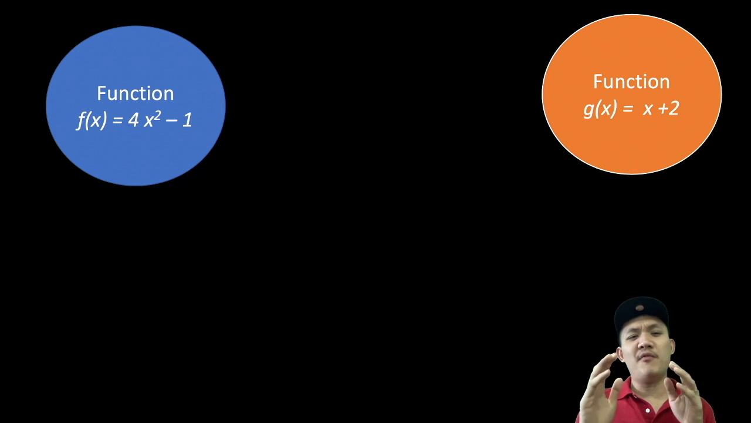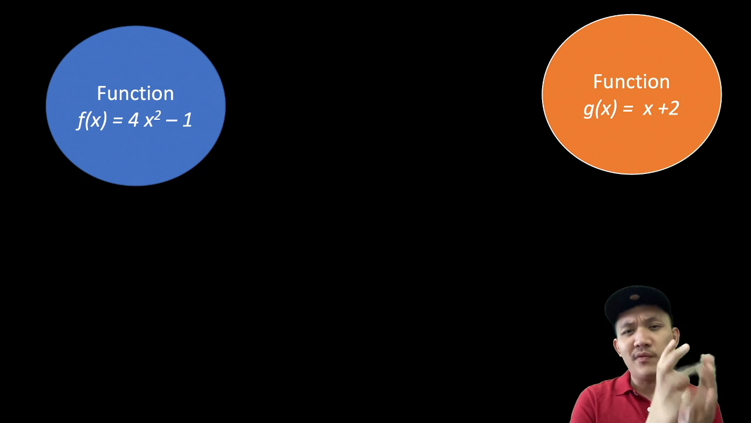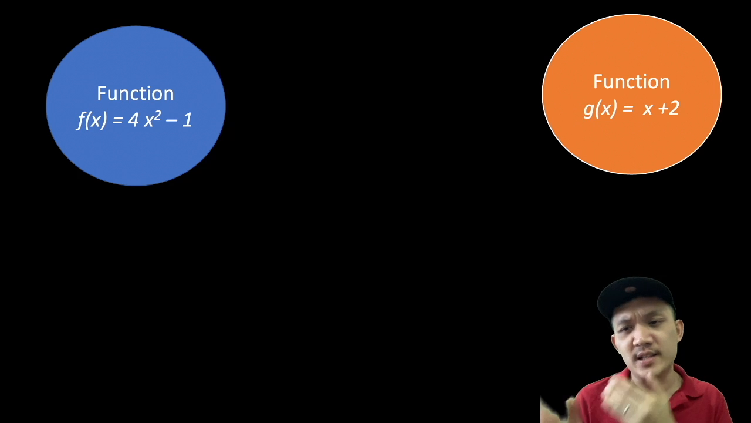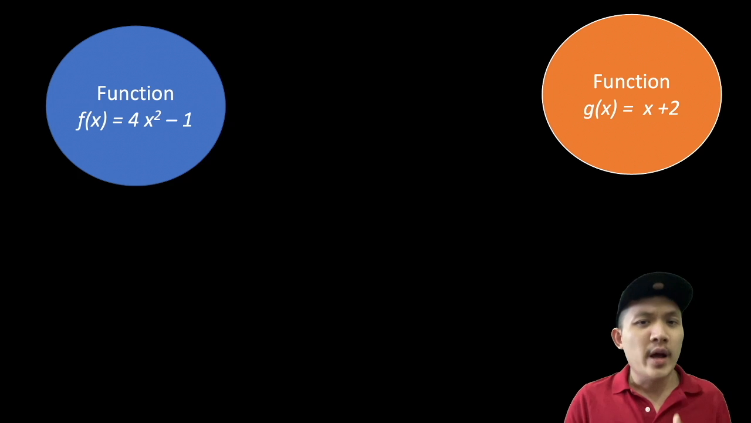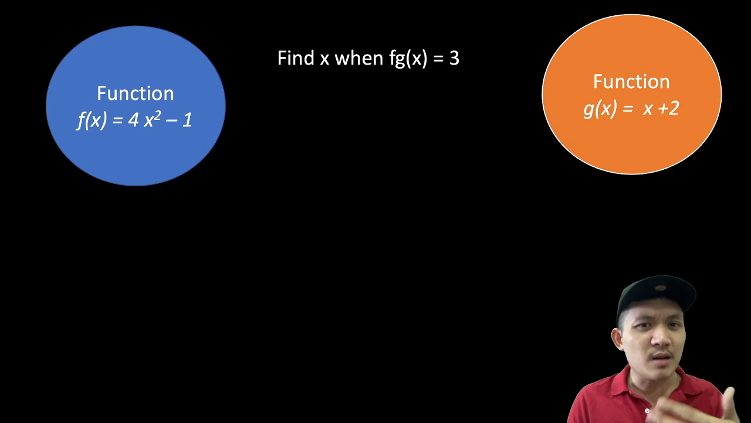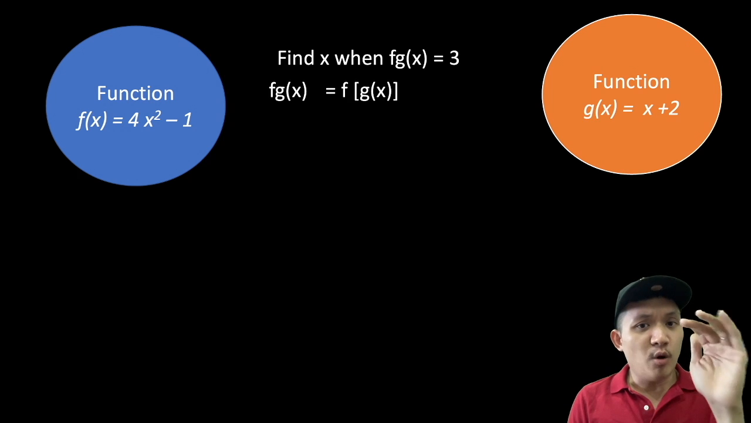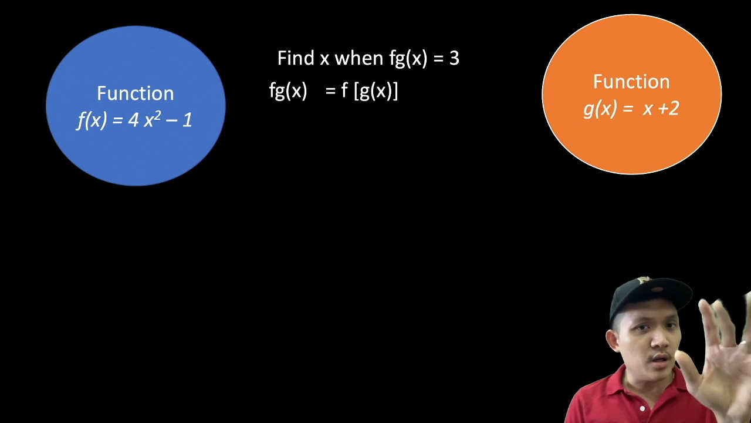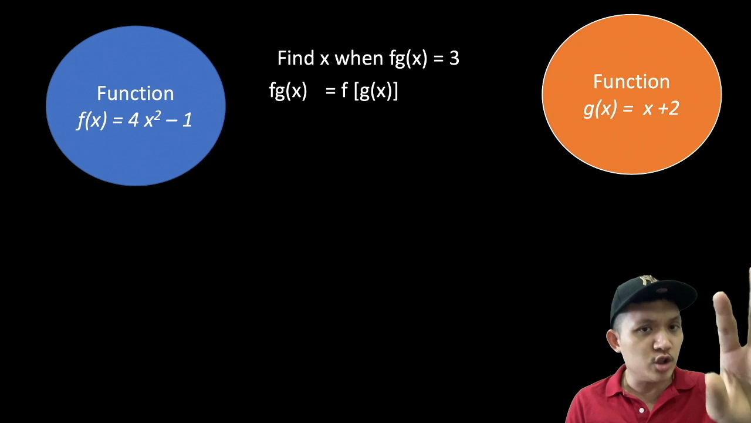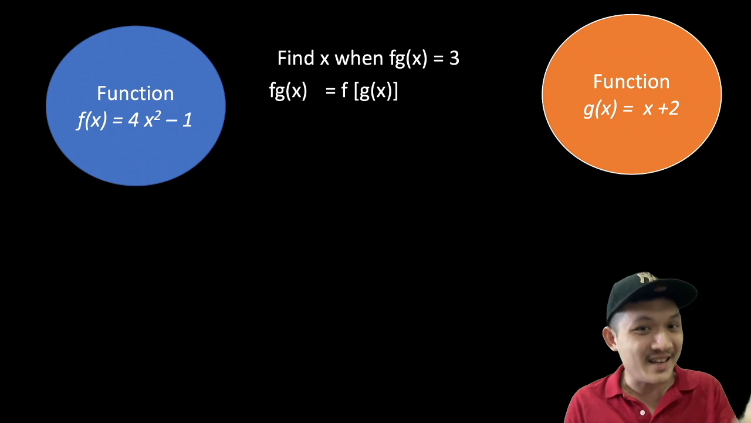We have now another function, fx is equals to 4x squared minus 1, and gx is x plus 2. As you can see over here, this one sounds a little bit tougher. So they want you to find x when fgx is equals to 3. It can be a little bit overwhelming because I put in a tough question just to show you actually how easy it is.